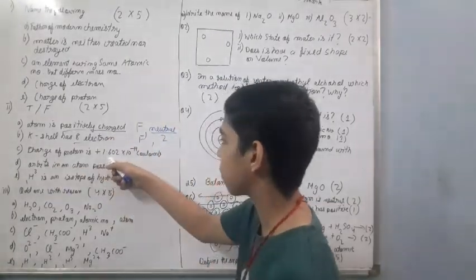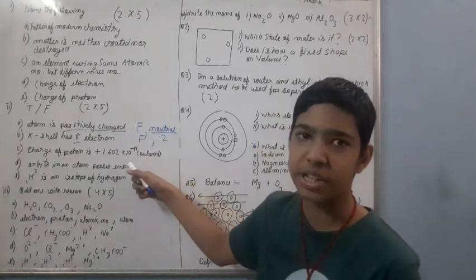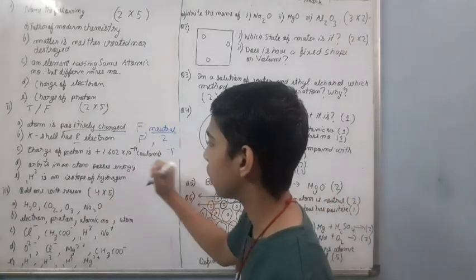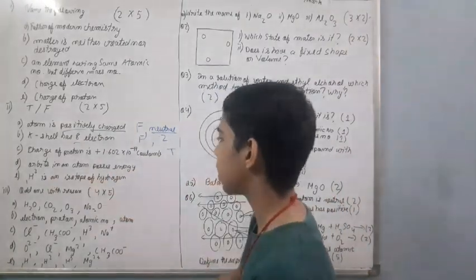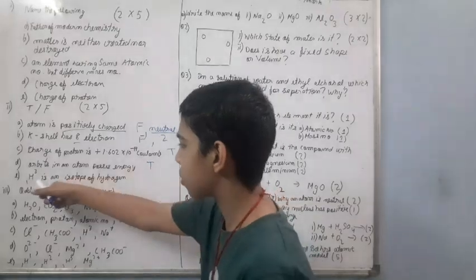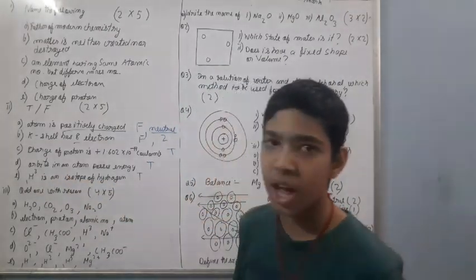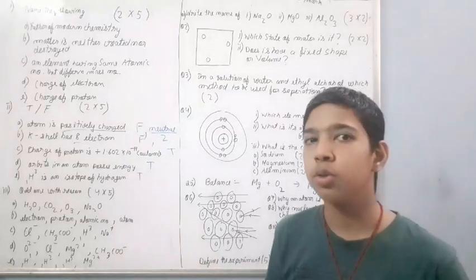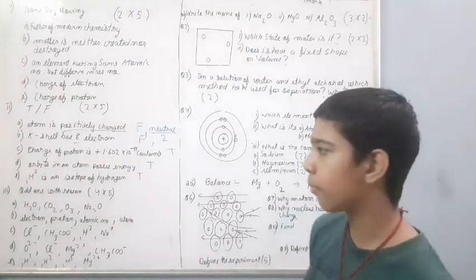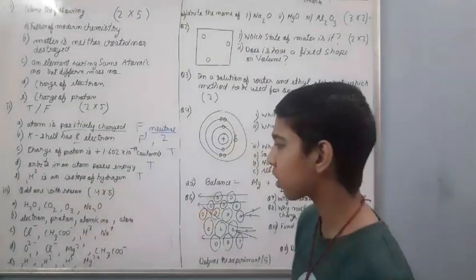Charge of proton is plus 1.602 into 10 to the power minus 19 coulomb. That is true. Orbits in an atom possess energy. That is also true. And hydrogen 1,3 is an isotope of hydrogen. True. Here if we had given hydrogen 1,2, that is also true. That is called deuterium and this is called tritium.